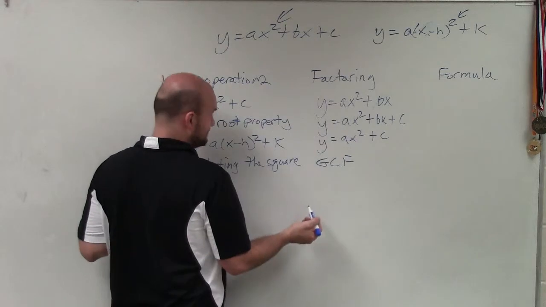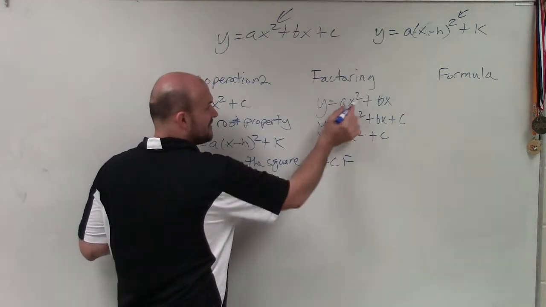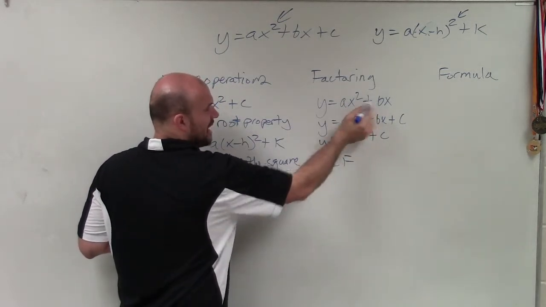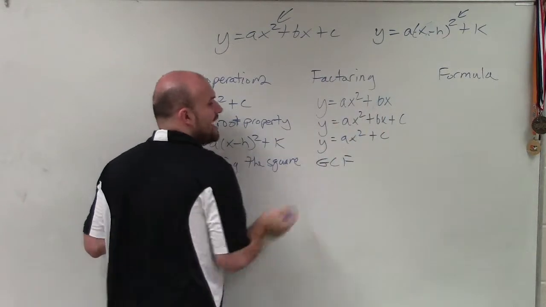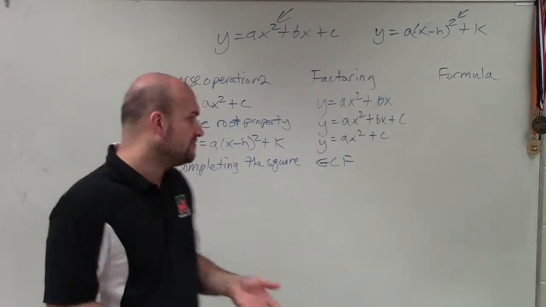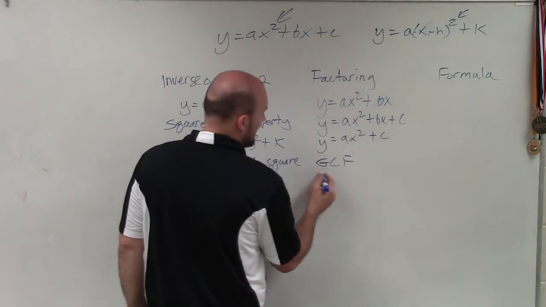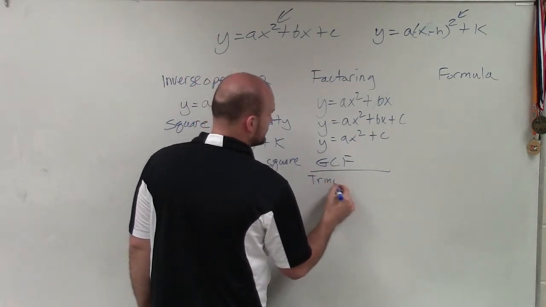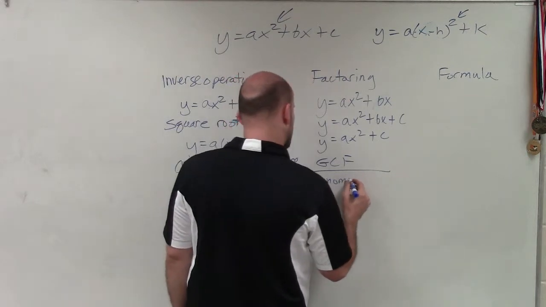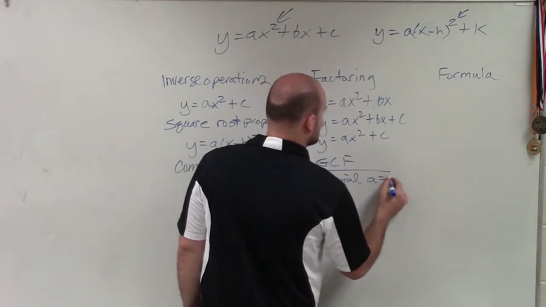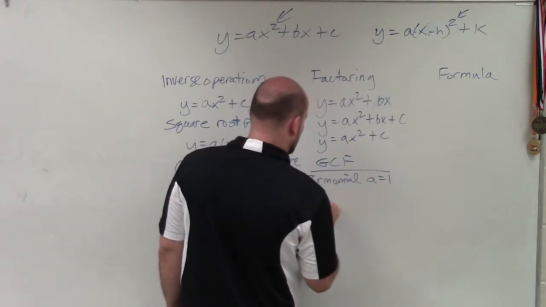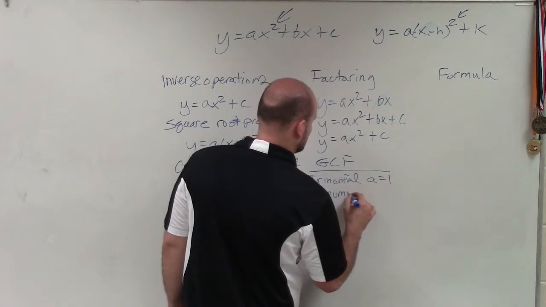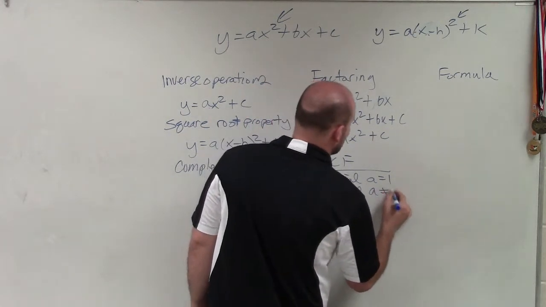So for instance, if I had a format like in here, I would want to factor out the GCF, which would be x, and then I could go ahead and solve. Factor out the GCF, and then if it's in this format, we can look at trinomials. So factor a trinomial when a is equal to 1, and also a trinomial when a is not equal to 1.